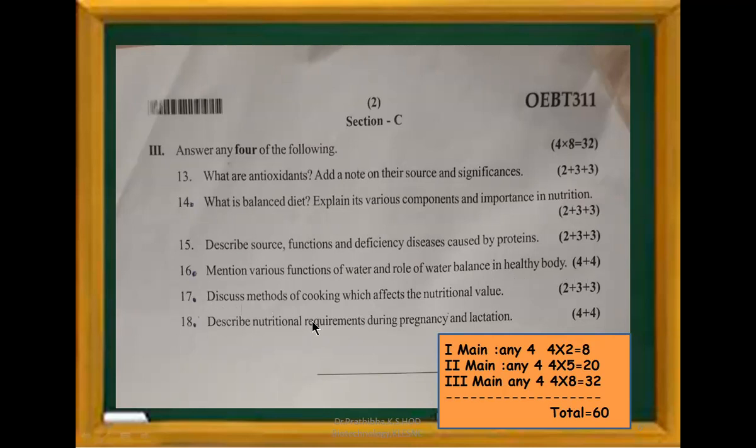Then 17th question, discuss methods of cooking which affect the nutritional value. Here methods carry 2 marks, cooking 3 marks, and effects on the nutritional value carry 3 marks. Describe nutritional requirements during pregnancy and lactation. Nutritional requirements for pregnancy carry 4 marks, and lactation carries 4 marks. So total here 8 marks. Section C, answer any 4, each answer carries 8 marks. So 4 into 8 is equal to 32.